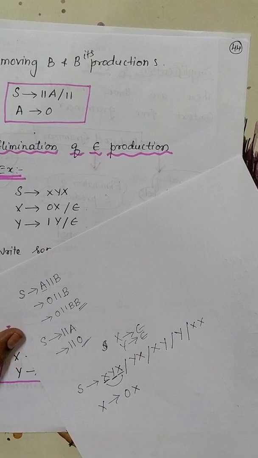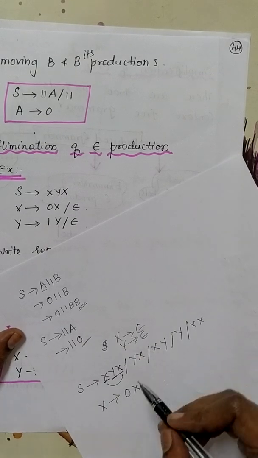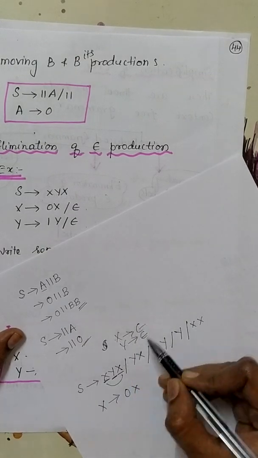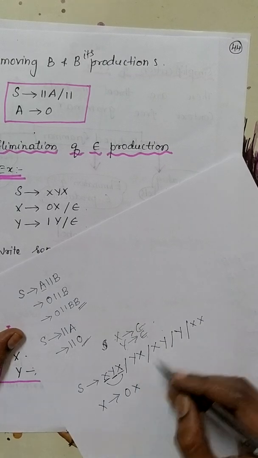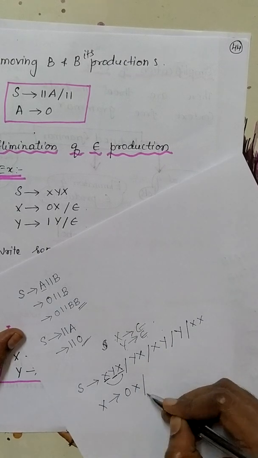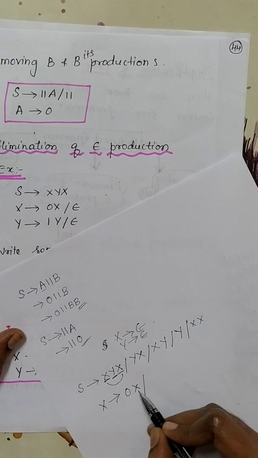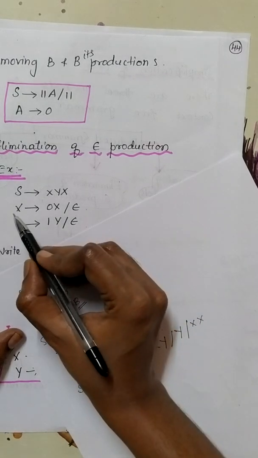So first we have to write the productions. Here X tends to Y, X tends to epsilon, and Y tends to epsilon. So we are going to substitute. Here you can see X tends to 0X.